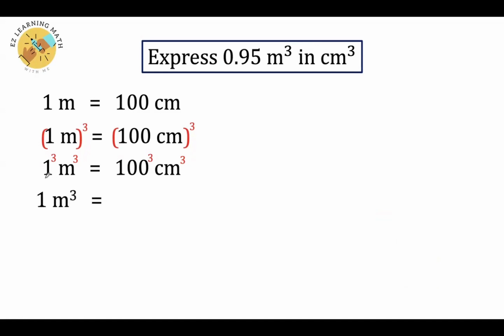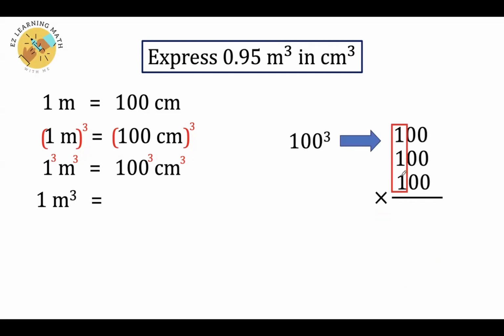1 cubed is 1 times 1 times 1, which is 1. 100 cubed is 100 times 100 times 100. So 1 times 1 times 1 is 1, and then count how many zeros here. 1, 2, 3, 4, 5, 6, so 6 zeros. It is 1 million. So 1 meter cube equals 1 million centimeter cube.